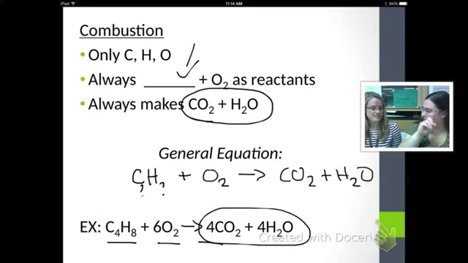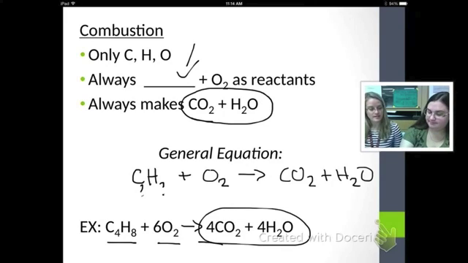Now, when I look at that, just from the beginning of what we said, it looks like a single replacement reaction. It kind of does, except that in a single replacement, the O would have switched with the H or the C, and we would have ended up with a single element and a compound at the end. Instead, we ended up with two compounds. So, look for your products.